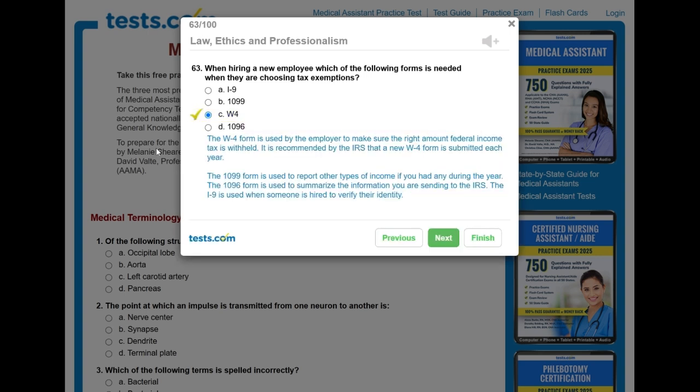C. W-4. The W-4 form is used by the employer to make sure the right amount of federal income tax is withheld. It is recommended by the IRS that a new W-4 form is submitted each year. The 1099 form is used to report other types of income if you had any during the year. The 1096 form is used to summarize the information you are sending to the IRS. The I-9 is used when someone is hired to verify their identity.